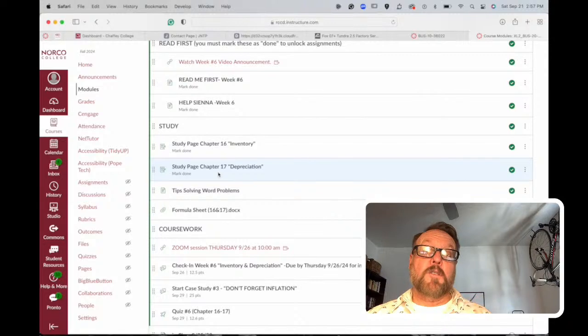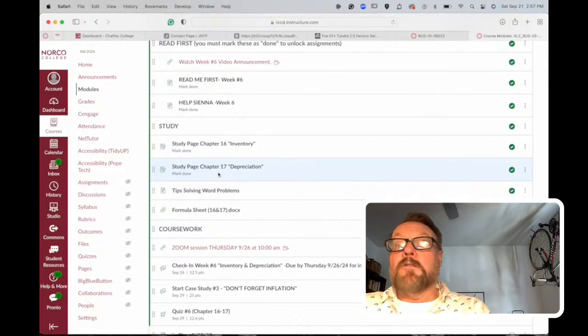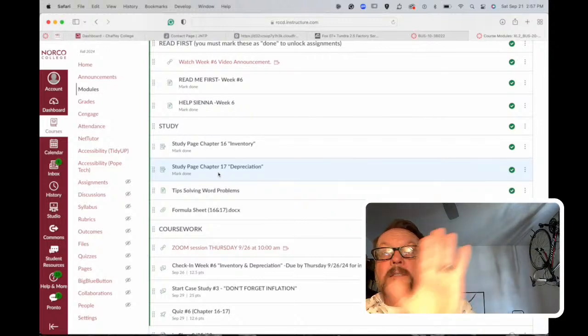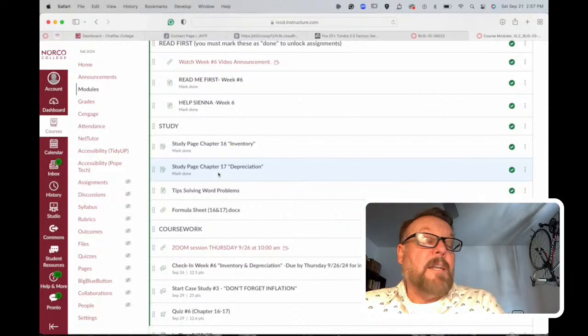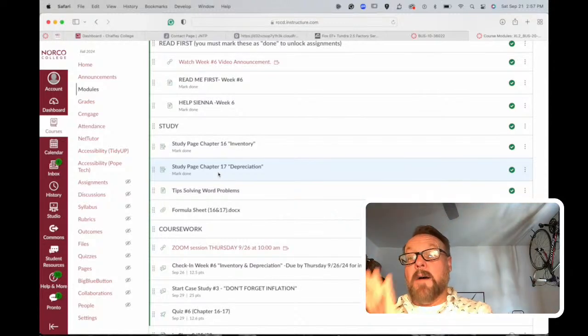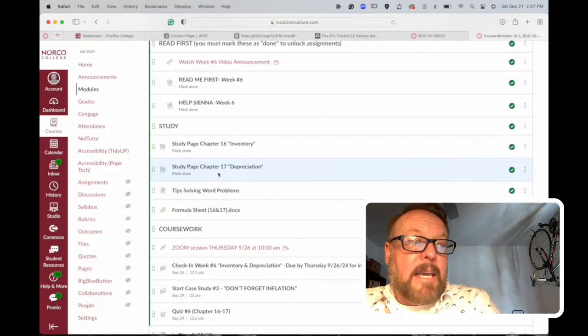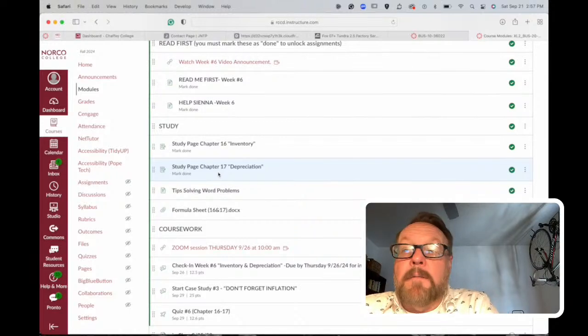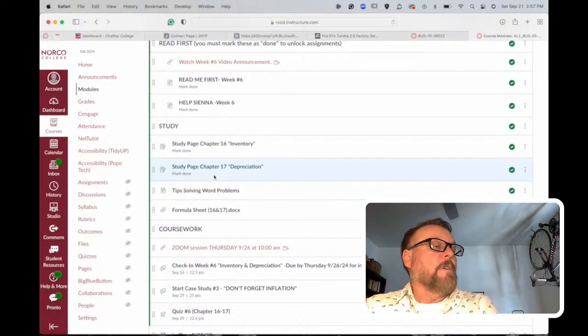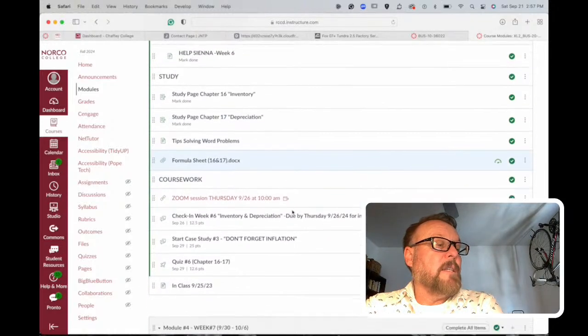And just so you know, inventory is going to be on the last case study that you'll do. So you need to really understand how to do at least the 3 methods, the FIFO, LIFO, and average cost inventory. And if you get those down, you'll be able to work out half the problem for the last case study that we'll be doing in module number 4. So make sure you get that. That's very important. There is a formula sheet for 16 and 17.